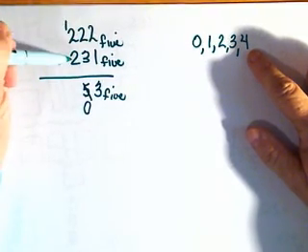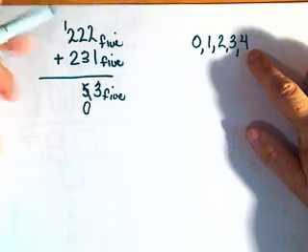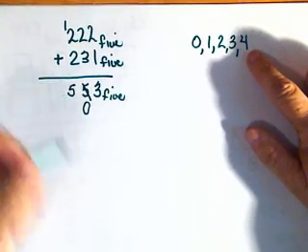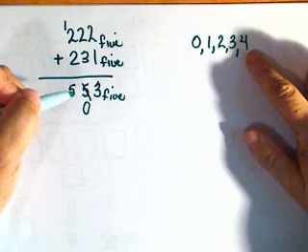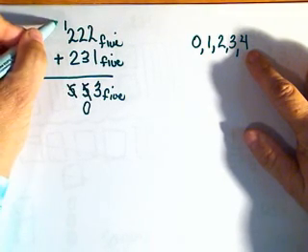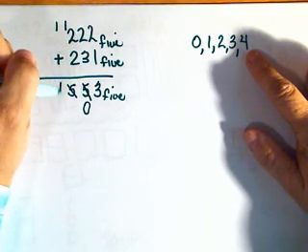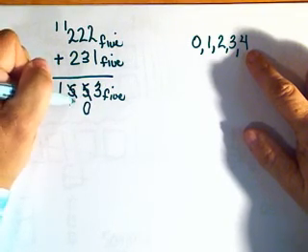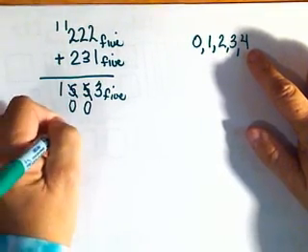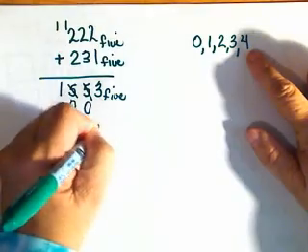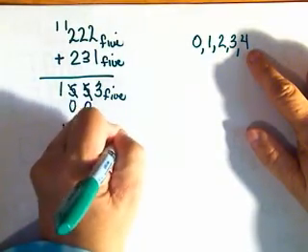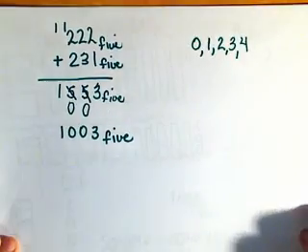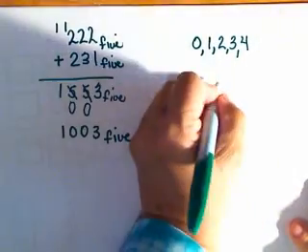Alright, now I add 2 plus 2 is 4 and 1 is 5. Okay, but now remember I can't have that 5 again, so I have to carry it or bring it down here. And if I trade this out, I don't have anything left. So that my number that I actually have then is 1003 base 5. Okay, let's do another one, make sure we've got it.